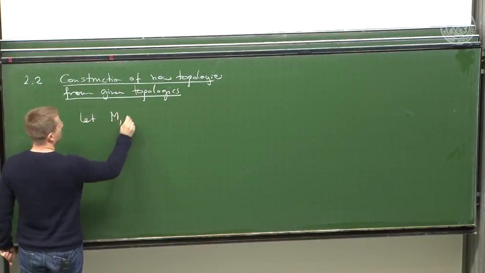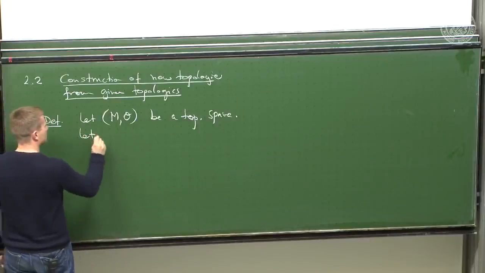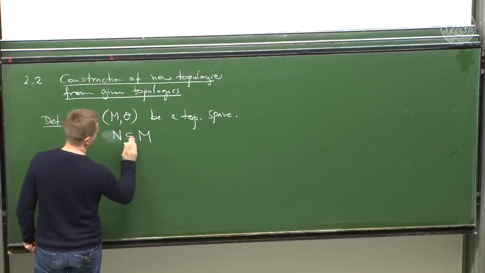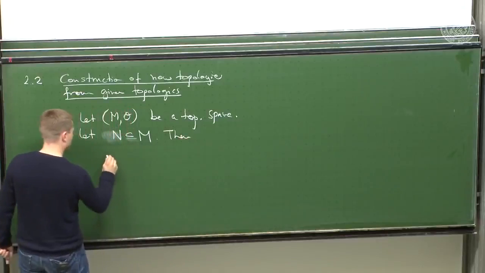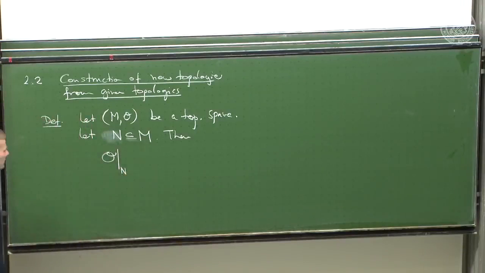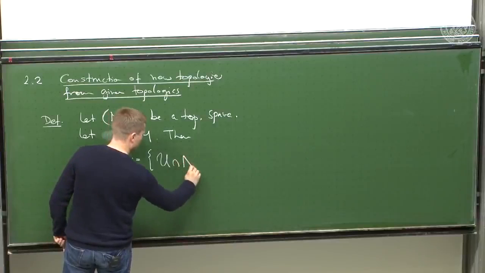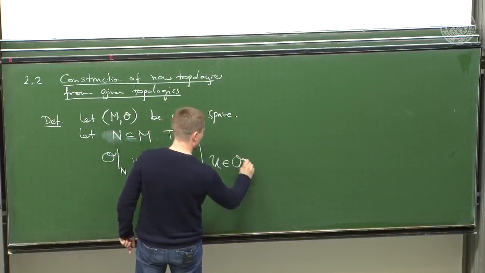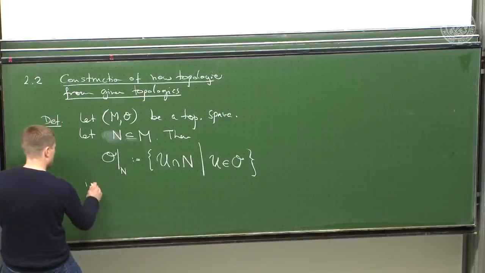So let (M, O) be a topological space, and let N, capital N, be a subset of the space M, let's say a proper subset of M. Then the following object, O stroke down N, that's a new symbol, is defined as the following set: the intersection of U with N, N being the subset, for all U that lie in the topology O on the bigger set M. Then this thing is a topology.